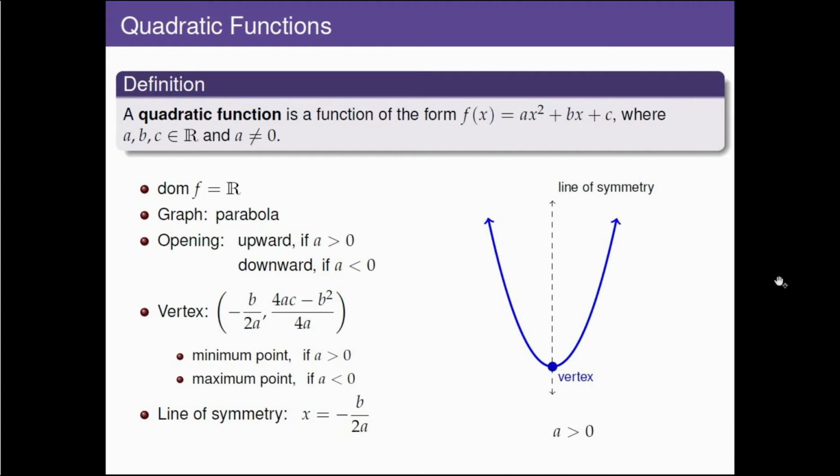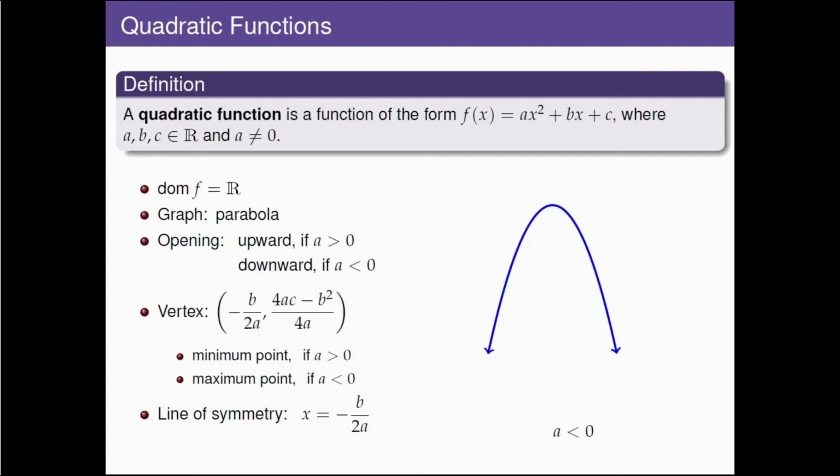Now, if a is less than 0, the parabola looks like this. It opens downward. The vertex is the maximum. And this is the line of symmetry.